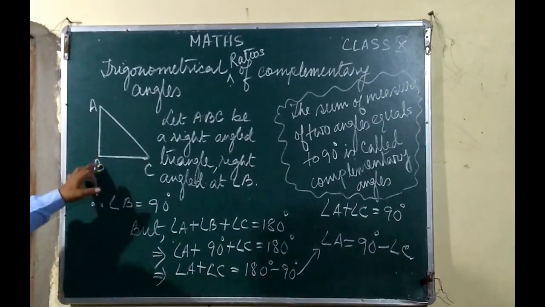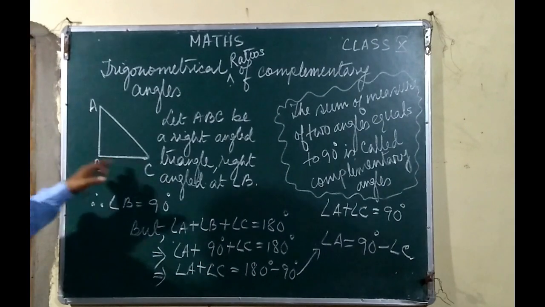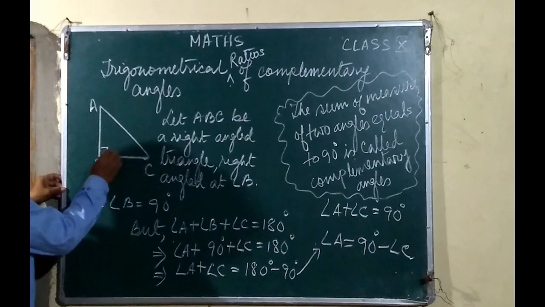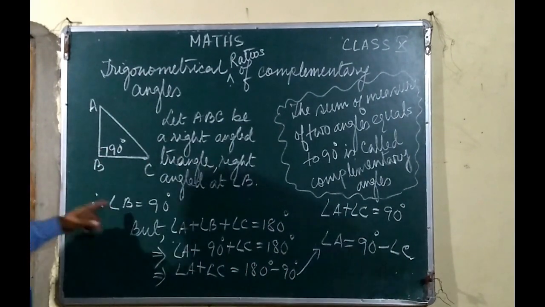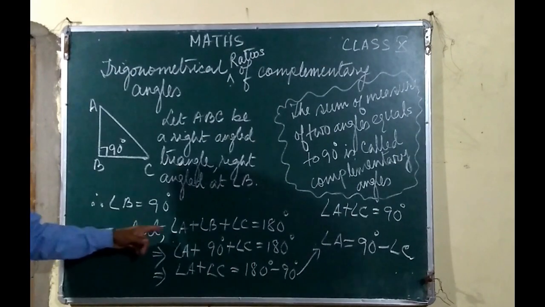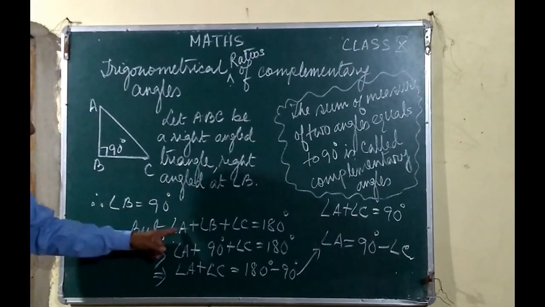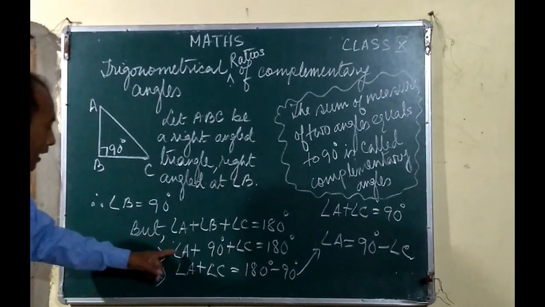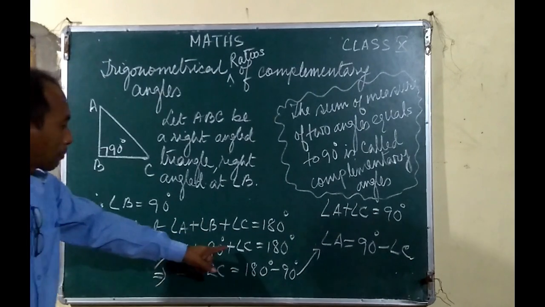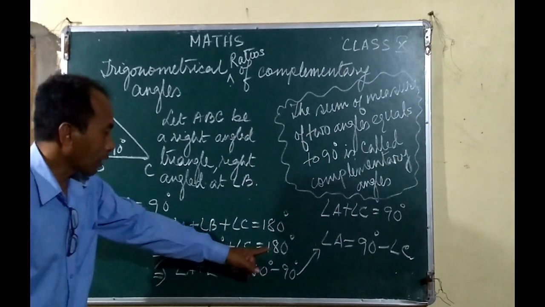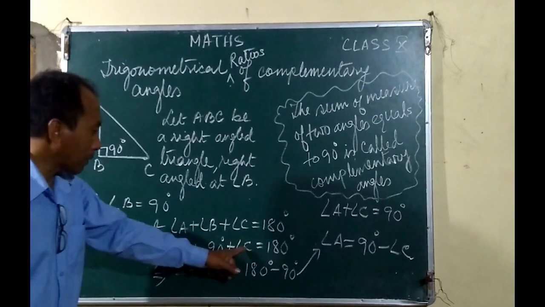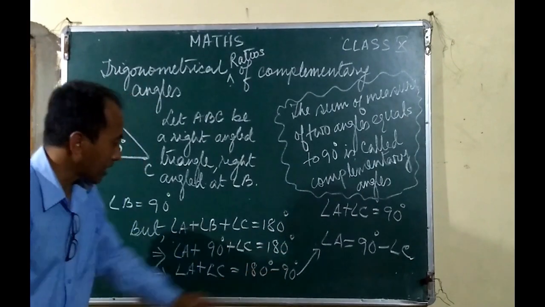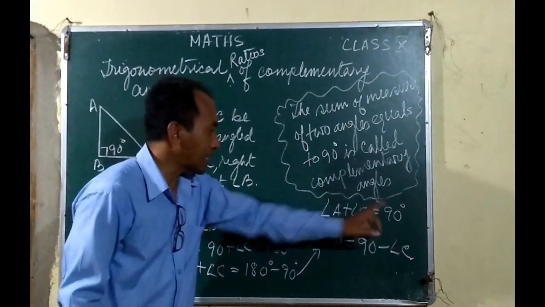Now consider this triangle ABC as a right angle triangle, right angled at B. Angle B is 90 degrees. But from the property of triangles, we know that angle A plus angle B plus angle C is 180 degrees. So angle A plus 90 degrees plus angle C equals 180 degrees. So angle A plus angle C equals 180 minus 90. So angle A plus angle C is 90 degrees.